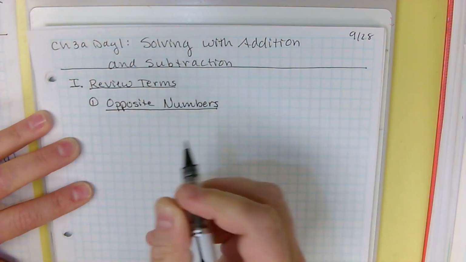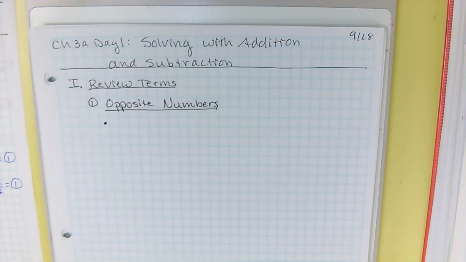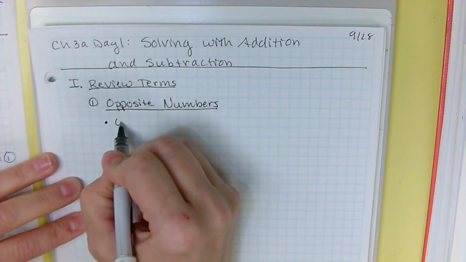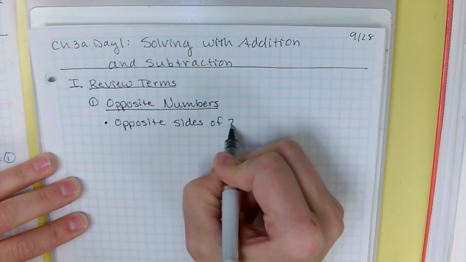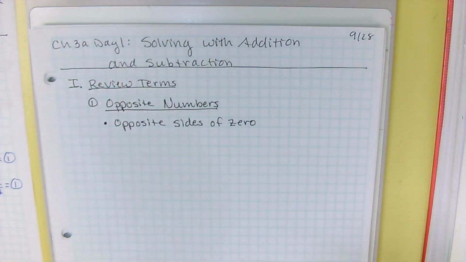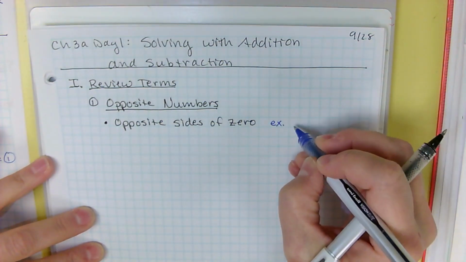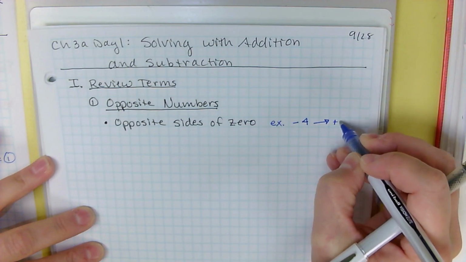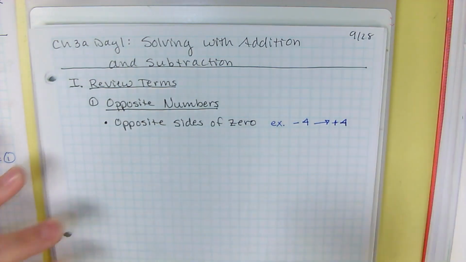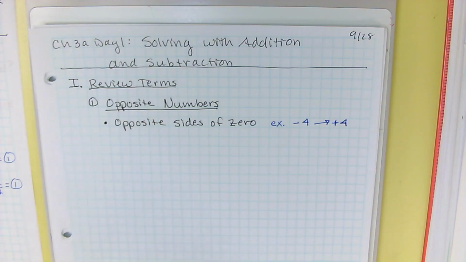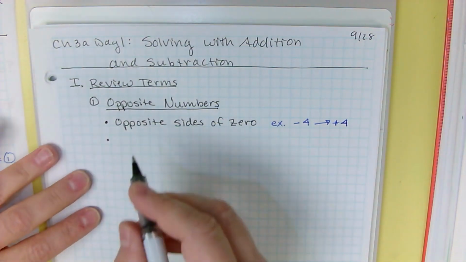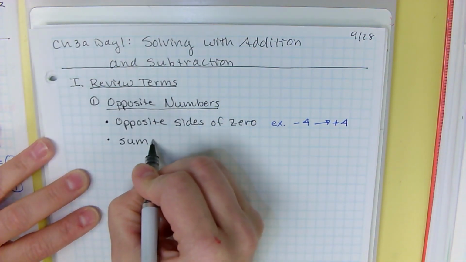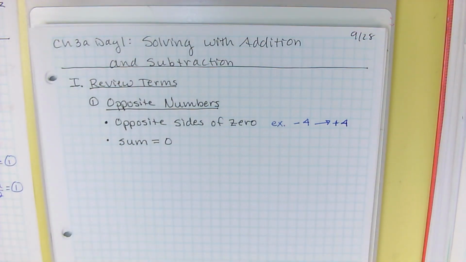Opposite numbers. The phrase opposite numbers comes because the numbers are on opposite sides of 0. An example of opposites would be -4 and +4, because both of them are a distance of 4 from 0, so they're called opposites. The purpose of opposites for what we're going to be learning is that the sum of opposites always equals 0. And that's a quality that we're going to use in order to solve things.